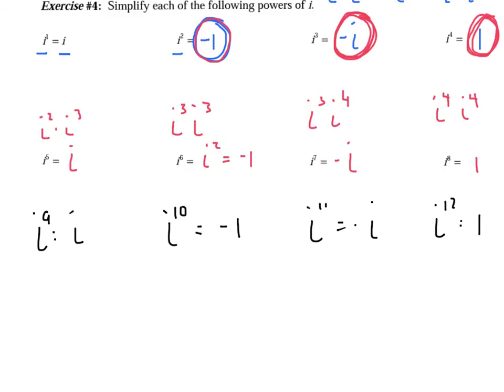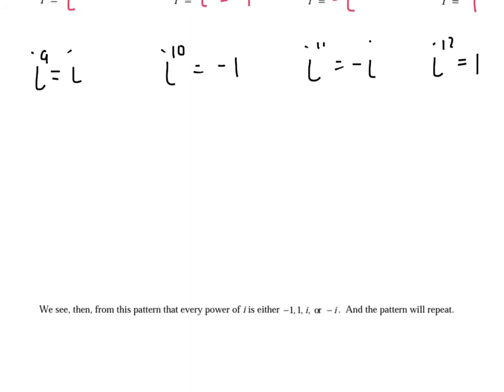So there's really only 4 possible answers that we could get. We see from this pattern, you're either going to get a -1, a 1, an i, or a -i, and the pattern will continue to repeat over and over again. So let's summarize that on the next slide.